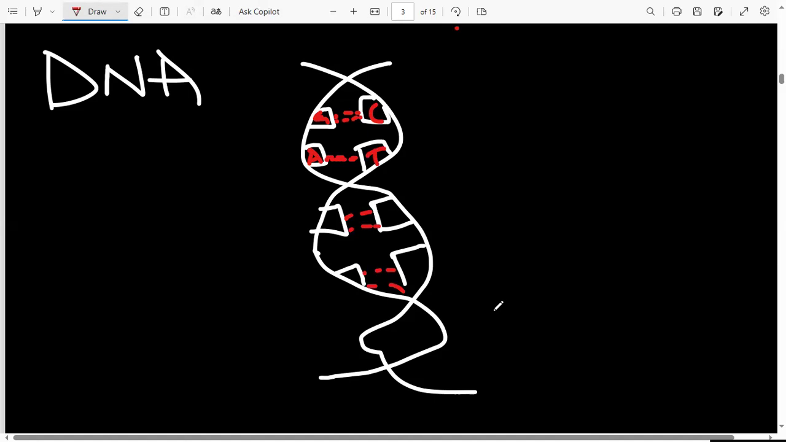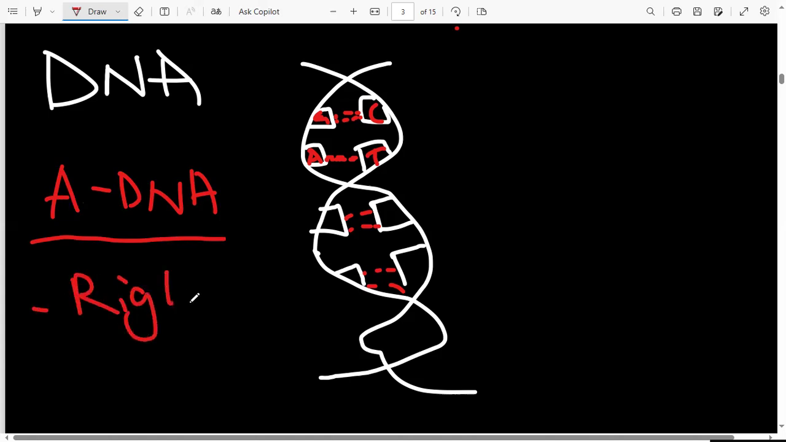And then what else? They said we mention the different conformations. I said we have 3 of them. The first one is what we call A DNA. So what is this A DNA? This is just a right-handed double helix, so it will be on the right side.